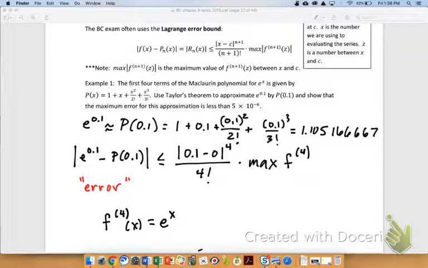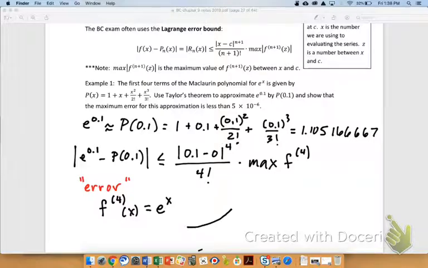Now remember, we're looking for the maximum value of the 4th derivative. So if the 4th derivative, which is e to the x, is strictly increasing, where would its highest value be? At the right end. At the right edge, right? The right endpoint. So if you think about it, if e to the x looks like this, and you've got some interval in there, wouldn't the highest y value be on whatever the right endpoint is? Yes. Because it's strictly increasing.